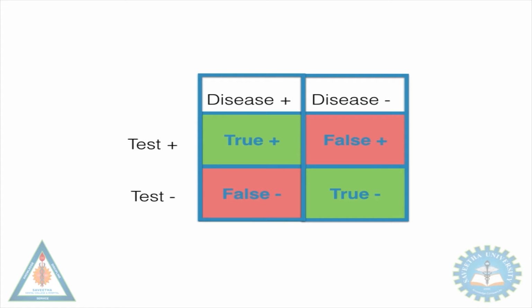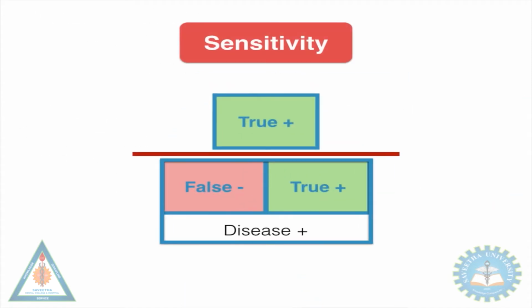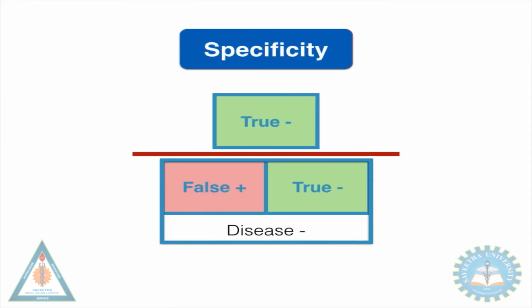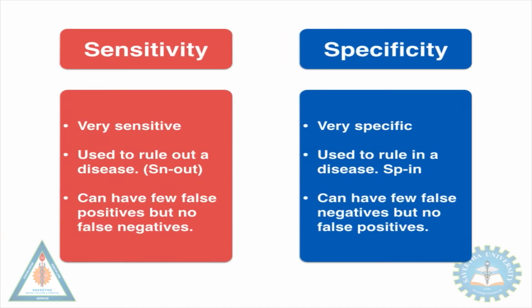So the first parameter we calculate for a diagnostic test is called the sensitivity of the test, which is nothing but the ratio between the true positives and the total number of people with the disease. Next we can calculate the specificity of the test, which is the true negatives divided by the total number of healthy people.